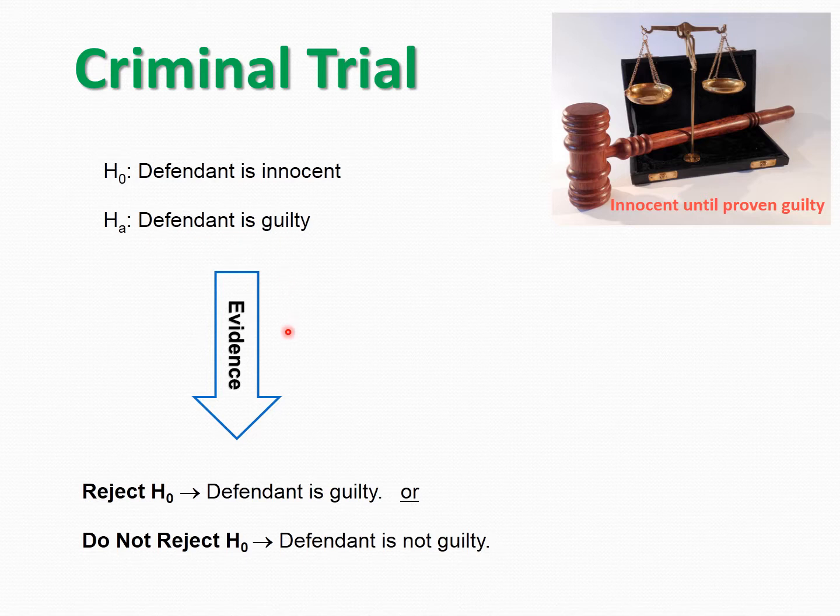A judge will then look at the evidence presented to him, and he can make the judgment. There's two possibilities. He can reject the null hypothesis and conclude that the defendant is guilty, or he cannot reject the null hypothesis and conclude that the defendant is not guilty. We can never accept the null hypothesis and say that the defendant is innocent, because we look at the evidence and that can only confirm or contradict the defendant's guilt, not his innocence.